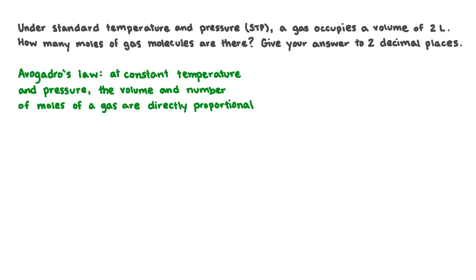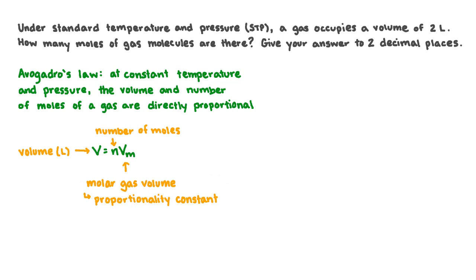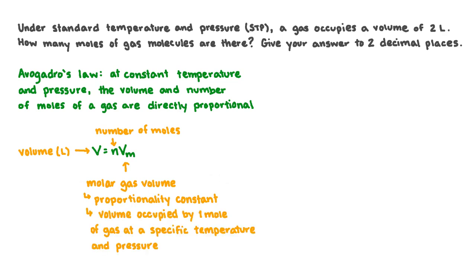Avogadro's law states that at constant temperature and pressure, the volume and number of moles of a gas are directly proportional. This proportion can be expressed by the equation V equals N V subscript M, where V is the volume in liters, N is the number of moles, and V subscript M is the molar gas volume, a proportionality constant that indicates the volume occupied by 1 mole of gas at a specific temperature and pressure. Molar gas volume has the unit of liters per mole.